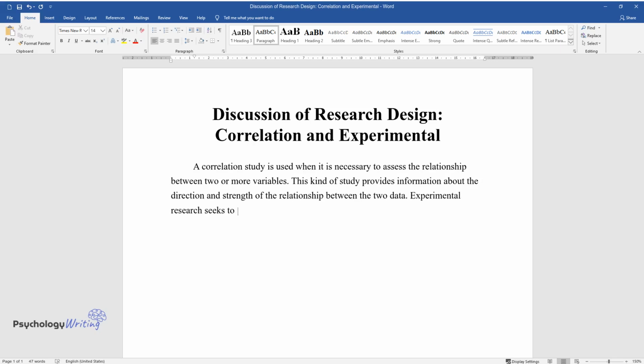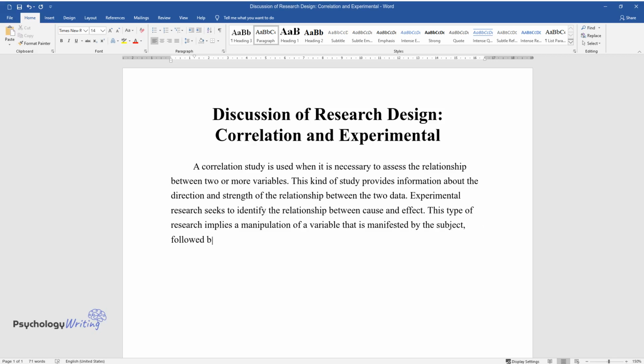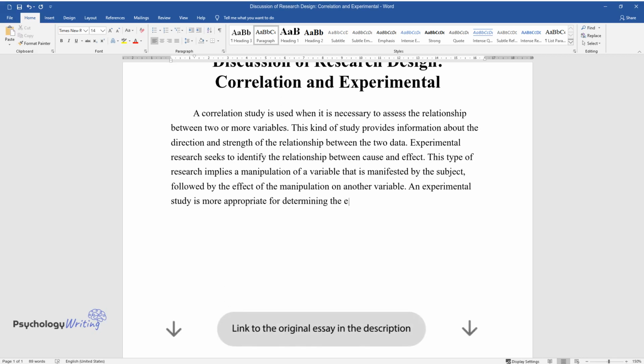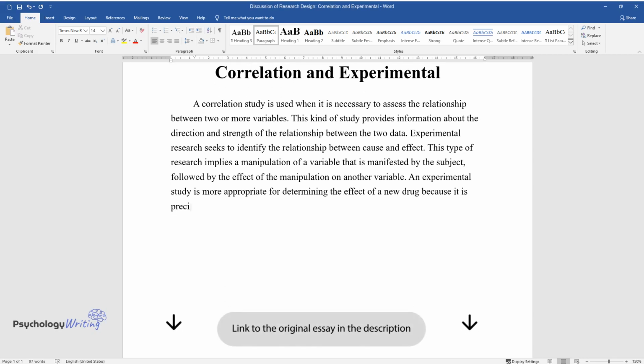Experimental research seeks to identify the relationship between cause and effect. This type of research implies a manipulation of a variable that is manifested by the subject, followed by the effect of the manipulation on another variable. An experimental study is more appropriate for determining the effect of a new drug because it is precisely a cause-effect relationship that needs to be analyzed.